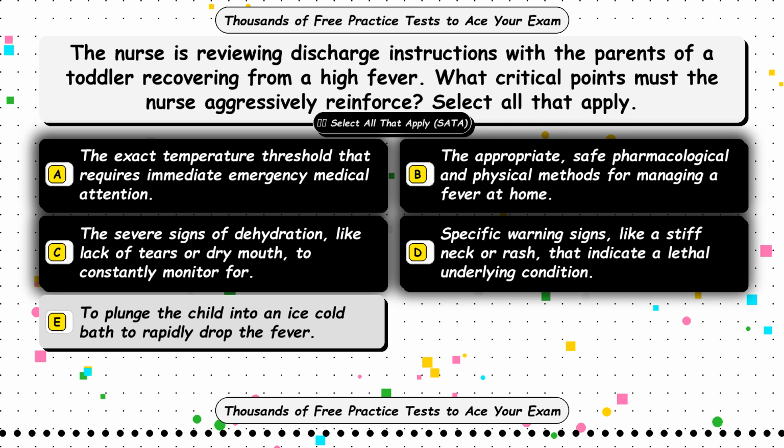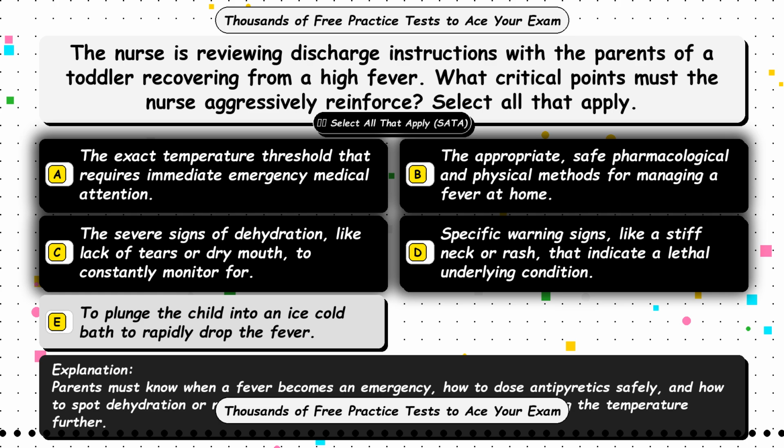The exact temperature threshold that requires immediate emergency medical attention. The appropriate, safe pharmacological and physical methods for managing a fever at home. The severe signs of dehydration, like lack of tears or dry mouth, to constantly monitor for. Specific warning signs, like a stiff neck or rash, that indicate a lethal underlying condition. Parents must know when a fever becomes an emergency, how to dose antipyretics safely, and how to spot dehydration or meningitis. Ice baths cause violent shivering, spiking the temperature further.